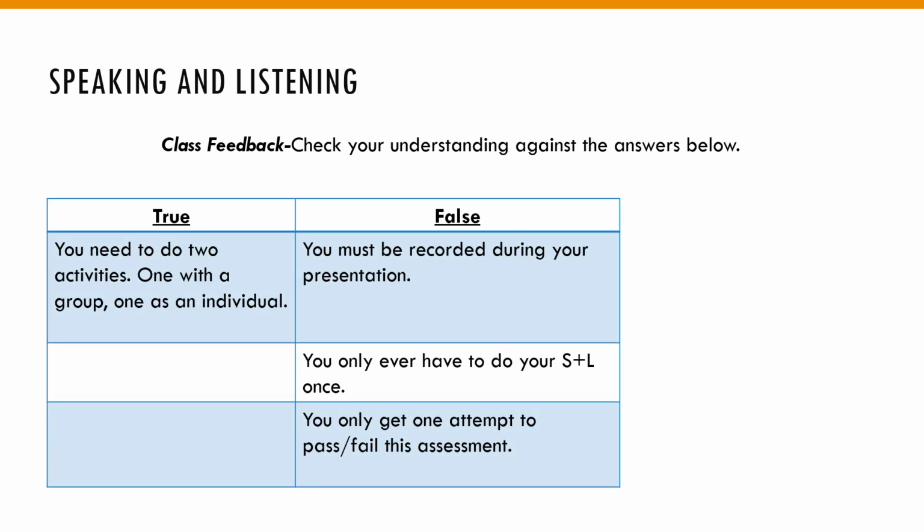So as you can see, looking at the table now, on the true side we only have one statement that is actually correct. So you need to do 2 activities, one as a group, one as an individual. This can be quite challenging, especially if you're within a group of people that you don't know. So when you come to things like presenting by yourself, it's really important that you have built some kind of relationship or rapport with the rest of the people in the group so that they make you feel a little bit less self-conscious when you do it.